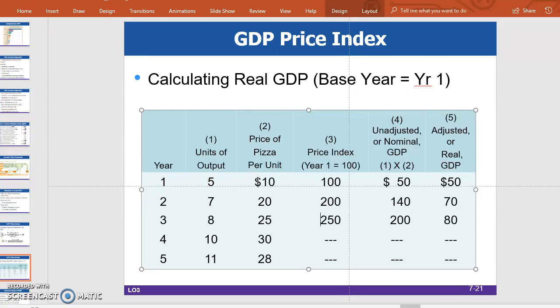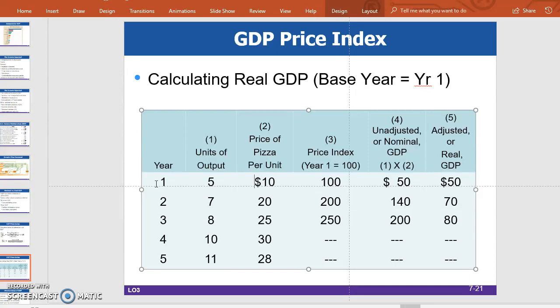So what happens? The price index for year 1 is how much? Year 1 is equal to 100, right? So you see, this is always true. Whichever year you select as the base year, the index will be 100, right? In this example, it is year 1. If we had selected year 2 instead, the year 2 index would be 100.